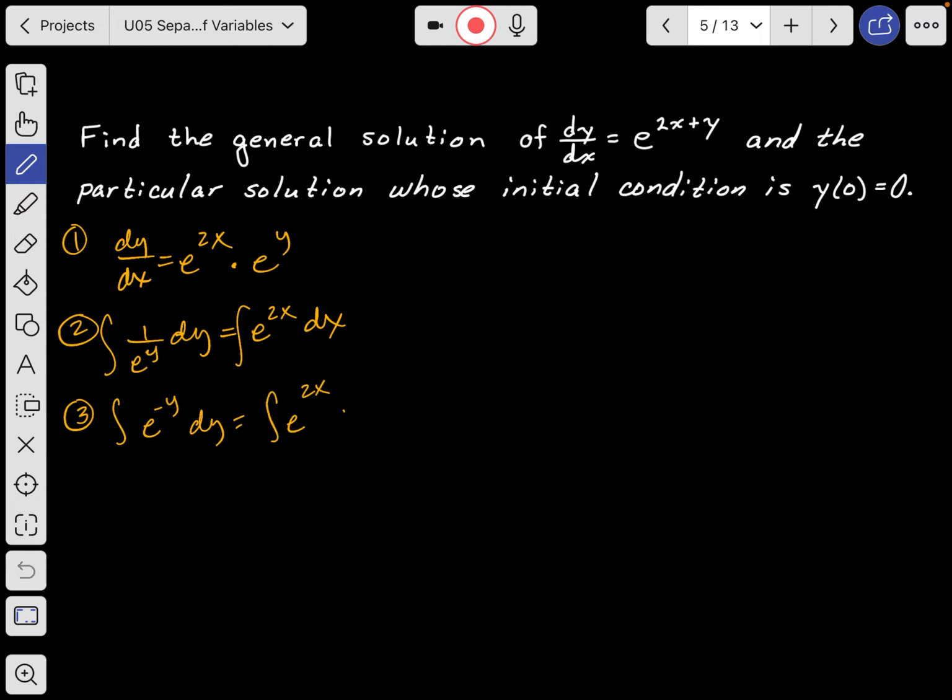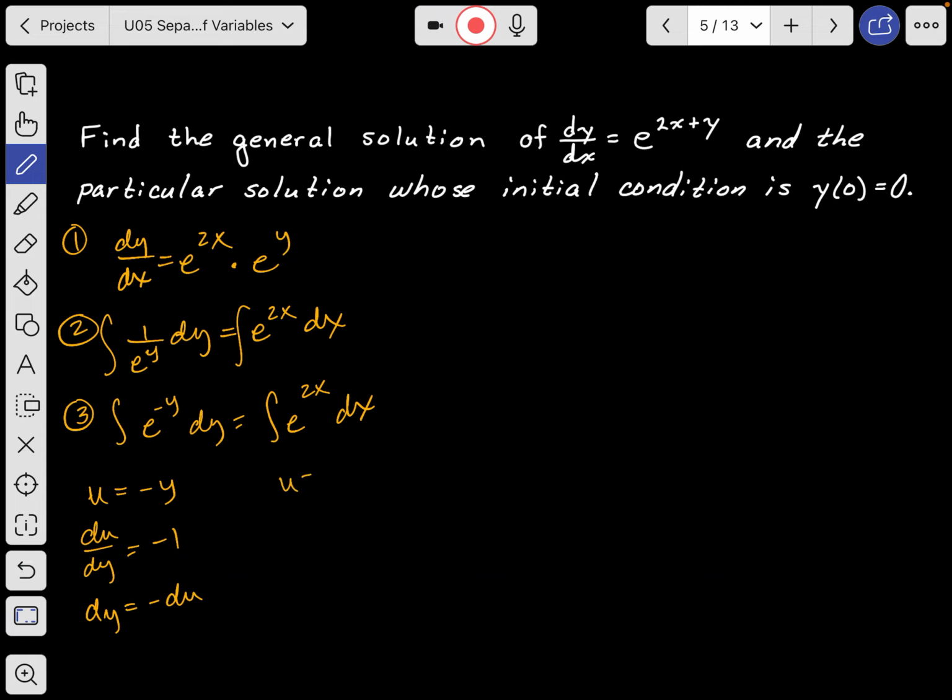And I've got another u substitution on the right side. 2x is the u in the function on the right. So let's do a little bit of u substitution. So u is going to equal negative y. So du dy is going to be negative 1. So dy is going to equal negative du.